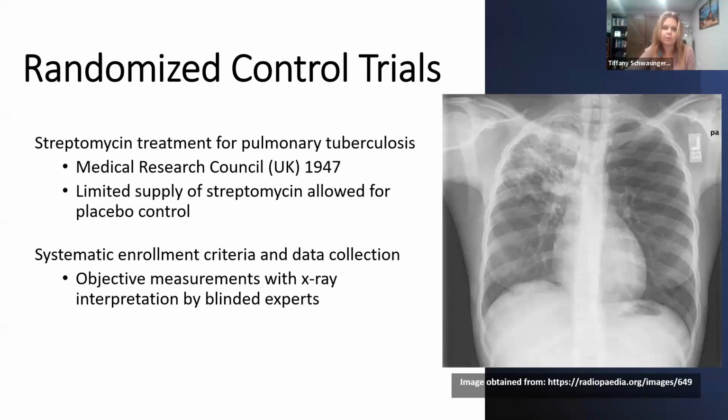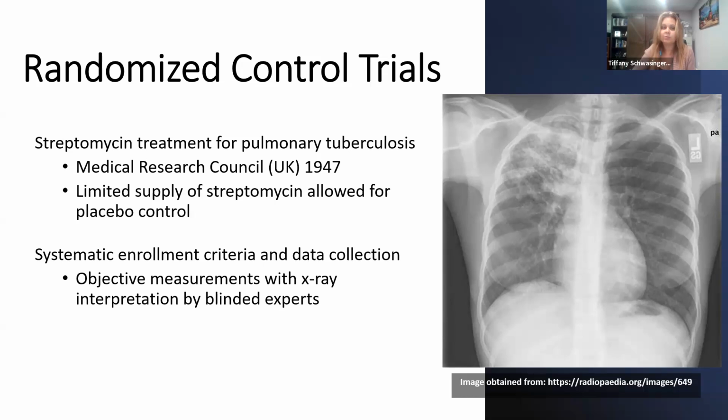treat pulmonary tuberculosis. And the reason that they could do this ethically, and we'll get into the ethics and concerns about ethics in research in a little bit, is that there was a limited amount of streptomycin, which was the standard of treatment during the time of the study in 1947. And so having that limited availability of the known treatment allowed them to do the placebo control, where they could actually determine if the medication was working for treating the tuberculosis.